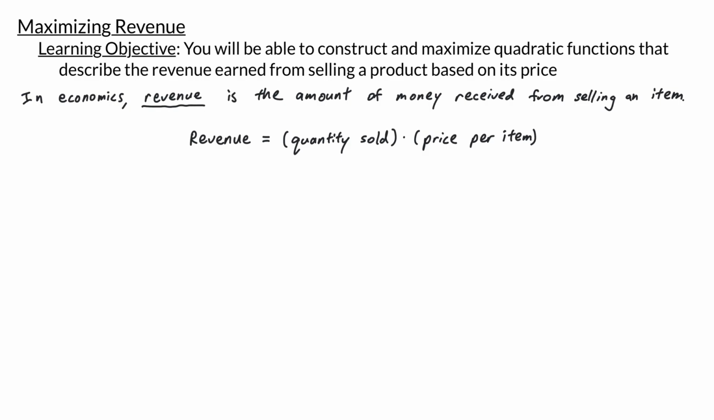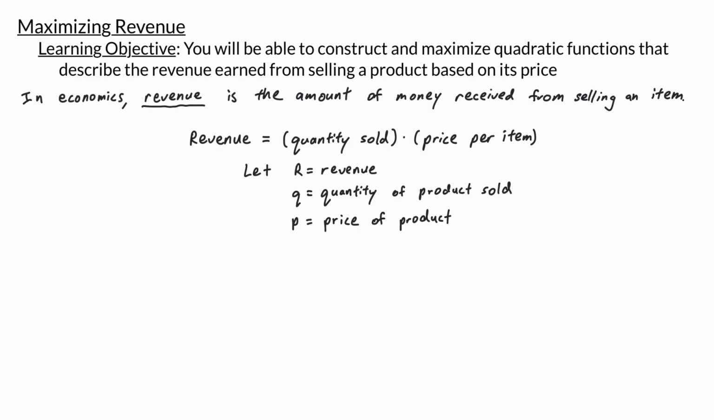Now, when we're doing math, we typically like to use variables to represent different quantities. So let's assign some variables for our current situation. Let R be our variable for revenue, Q be our variable for the quantity sold, and lastly, P for the price we are selling our product for. With these variables, our revenue equation then becomes R equals Q times P.